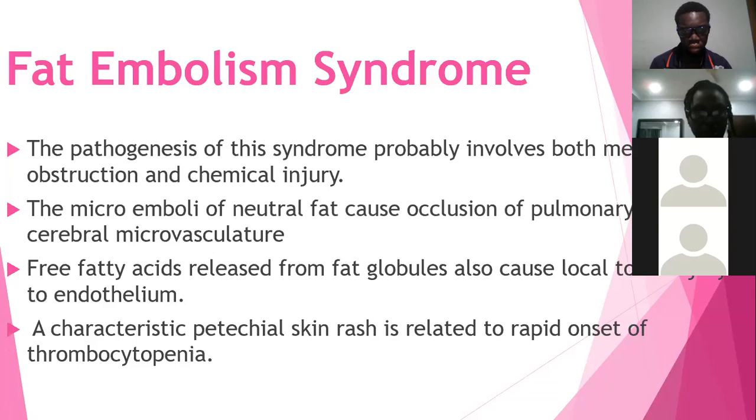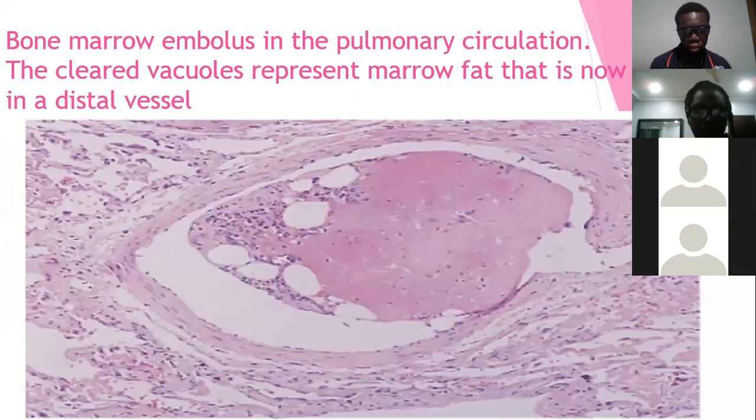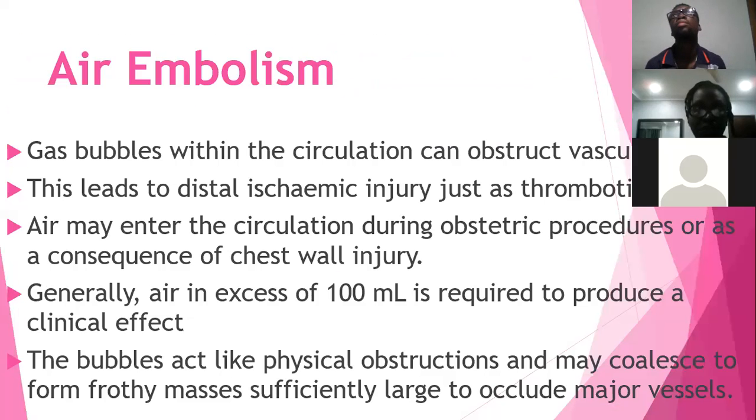Okay, so this is a bone marrow embolus in the pulmonary circulation. We can also have air embolism. Air embolism usually occurs when you have nitrogen gas dissolved in the blood. This usually occurs in deep sea divers. So deep sea divers usually have a reserve of oxygen.